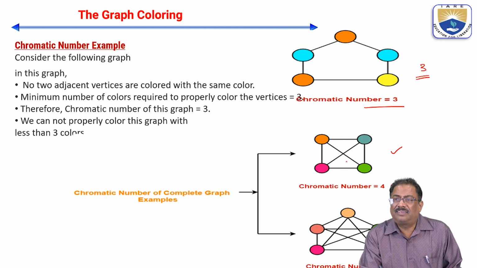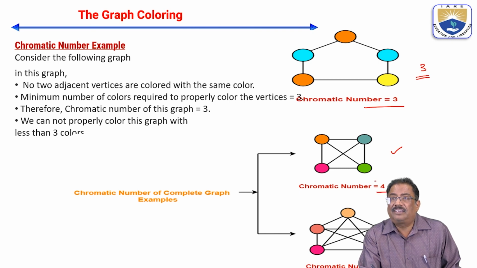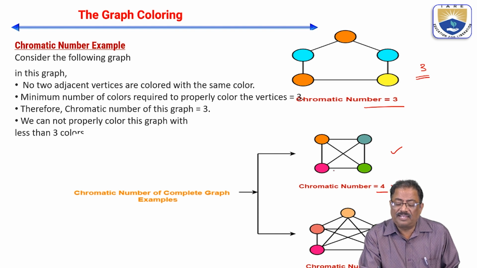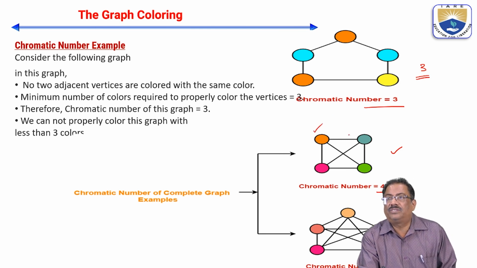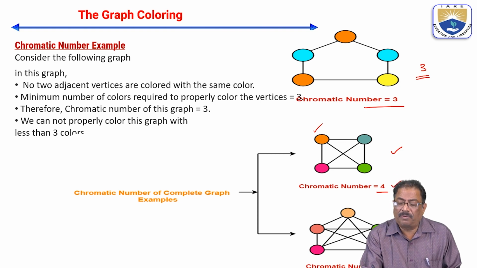Because a complete graph with 4 vertices means each and every vertex degree is 3. So there are 3 adjacent vertices, and all these 3 adjacent vertices are also mutually adjacent to each other. So for that reason, I am going to assign 3 different colors for the adjacent vertices, and one more color I am going to assign where we started. So the chromatic number is 4.